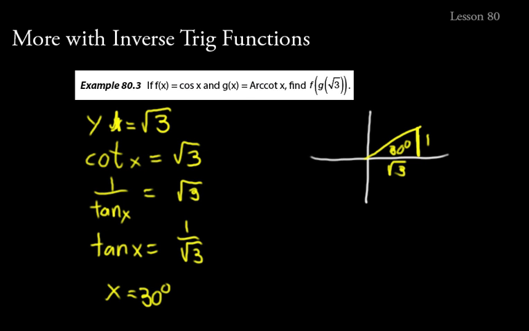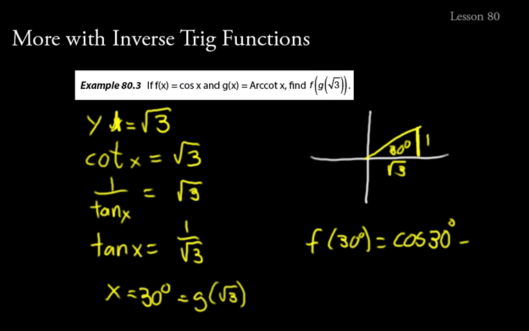And so now that x value is the output of g of square root 3, right? Going back to the original inverse function that we were dealing with. So that's what g of square root 3 is. Now what we're doing is finding f of 30. F of 30 degrees is equal to cosine 30 degrees, which equals the square root of 3 over 2. And that's our answer.